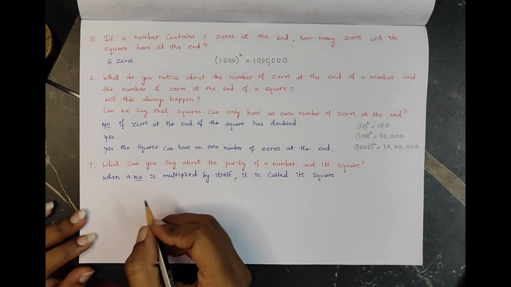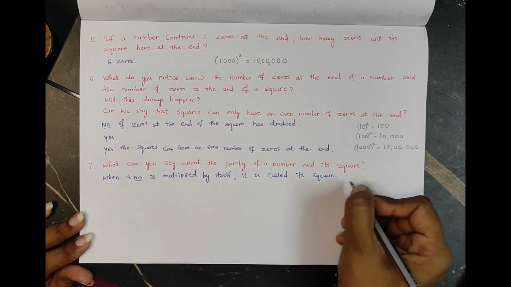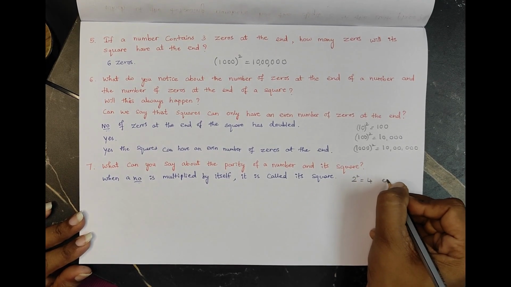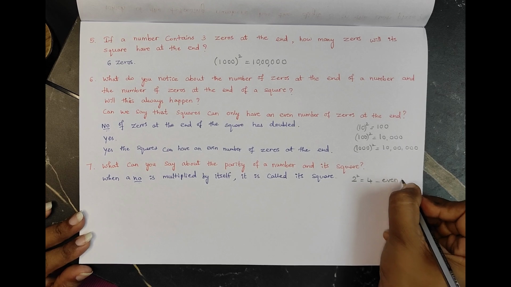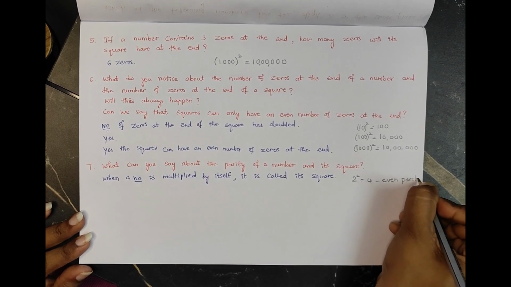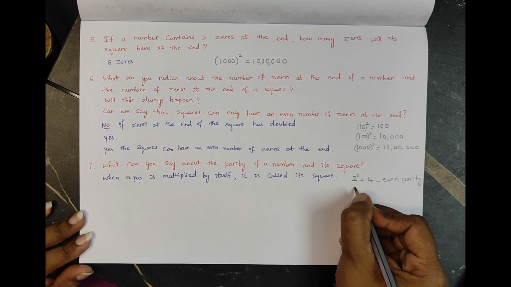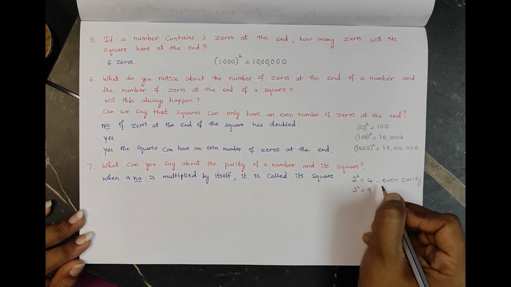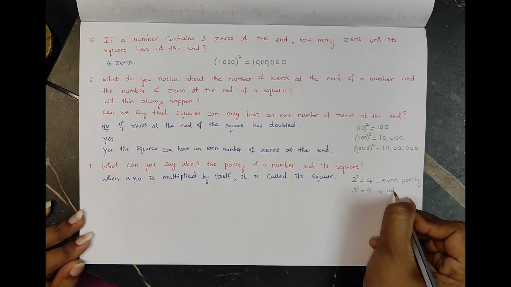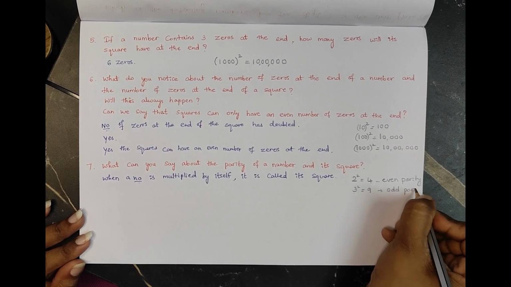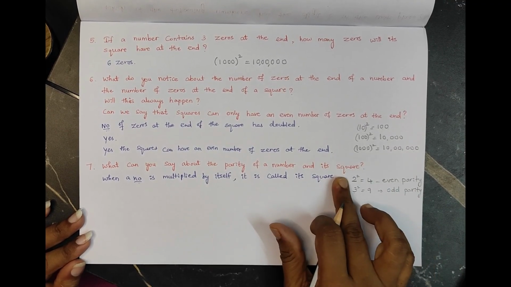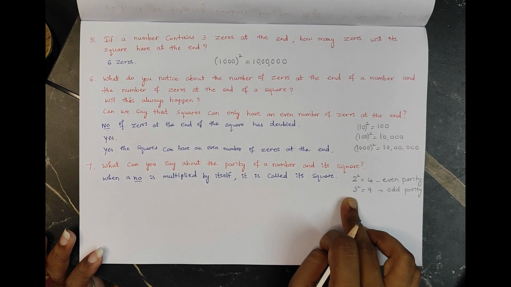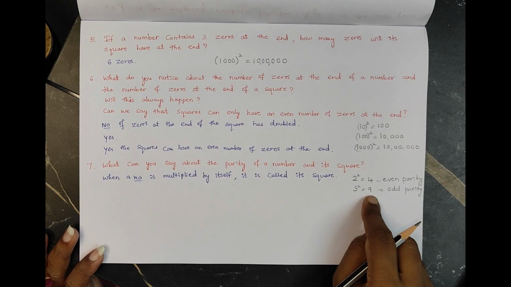Okay, parity of a number. For example, 2 square is 4. So this is even parity. 3 square, it is an odd number. So I am getting 9 as the answer. So this is odd parity. For every even number's square, I'll get even parity. For every odd number, I'll get odd parity.